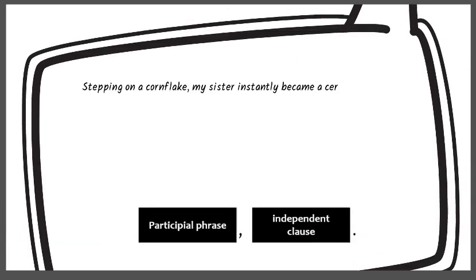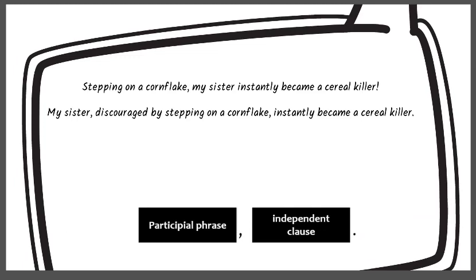In this example formula, you have it at the beginning of the sentence. In this case, we will be adding the comma after it. Stepping on a cornflake, my sister instantly became a serial killer. My sister, discouraged by stepping on a cornflake, instantly became a serial killer. Again, two different ways that we can write this, but ultimately keeping and maintaining the same meaning. Really just comes down to a manner or style and what you would like to emphasize most.